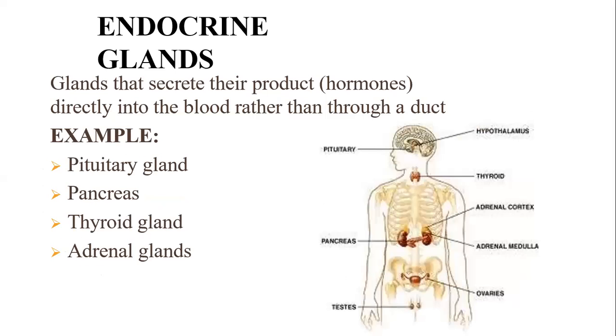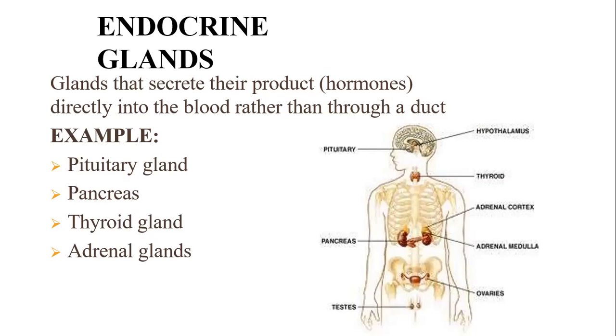Then second type, endocrine gland. So these are the glands which secrete their product, that is hormones, directly into blood rather than into a duct. That means this type of gland does not have a duct. So simply you can say these are ductless glands. They secrete their secretion directly into blood. Example, pituitary gland, pancreas, thyroid gland, adrenal gland, thymus. Such types of glands are endocrine glands.